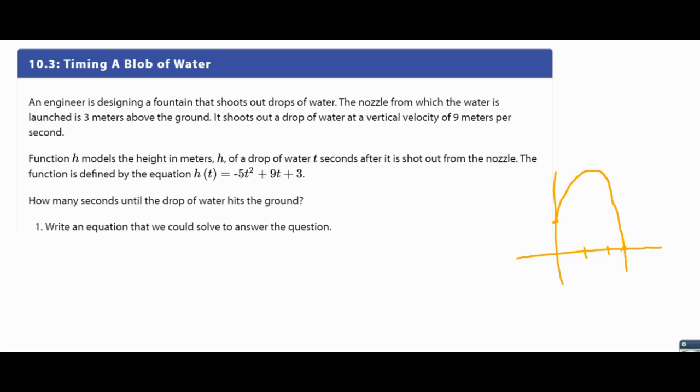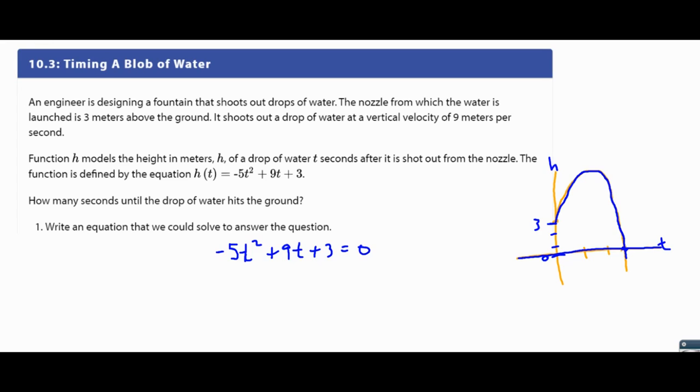Okay, the first one says, write an equation that we could solve to answer the question. So what am I trying to figure out? When is the height equal to what? When we're on the ground, what is our height? Our height with respect to time. When the height is 0, we are on the ground. So we want to know when negative 5t squared plus 9t plus 3 is equal to 0.